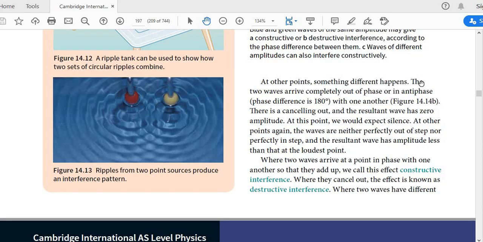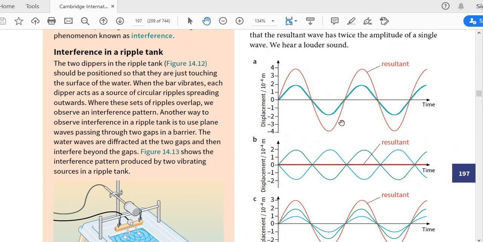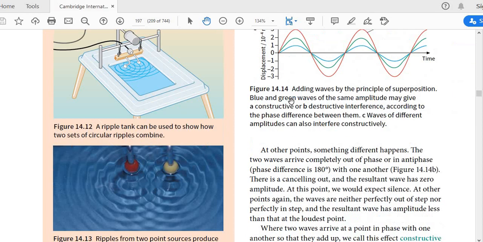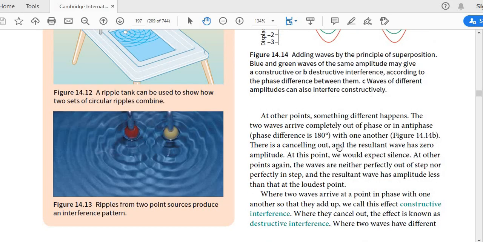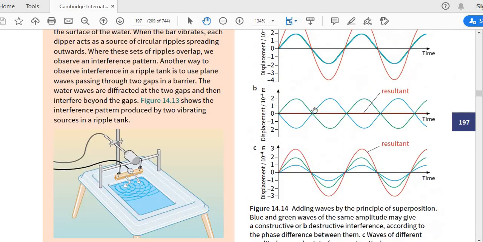At other points something different happens. The two waves arrive completely out of phase, or in anti-phase. The phase difference is 180 degrees. So that means one wave is behind the other by half a wavelength, or 180 degrees, because for one whole wavelength, that is lambda, we can also say it is 360 degrees. There is cancelling out and the resultant wave has zero amplitude. So that is diagram B.